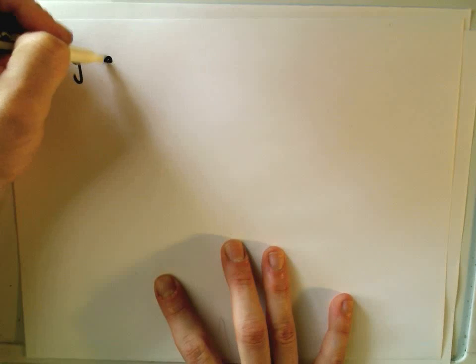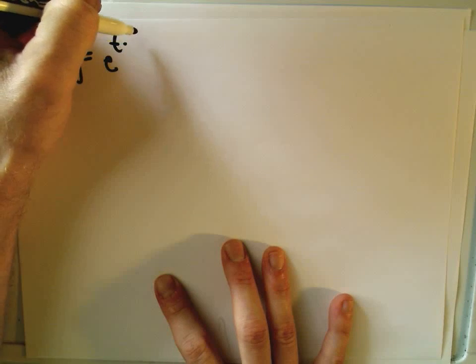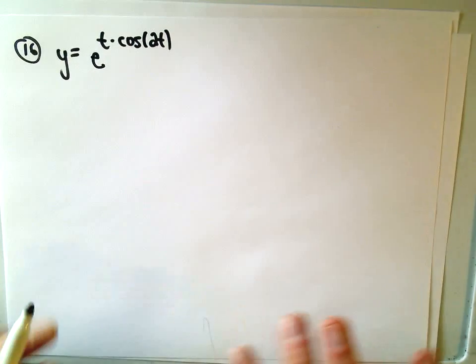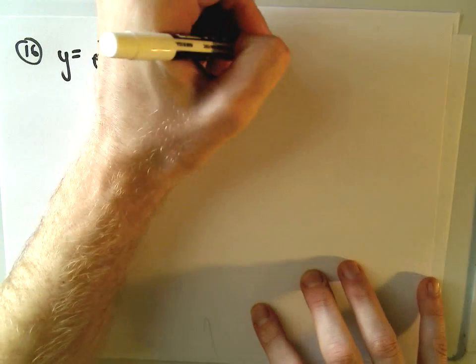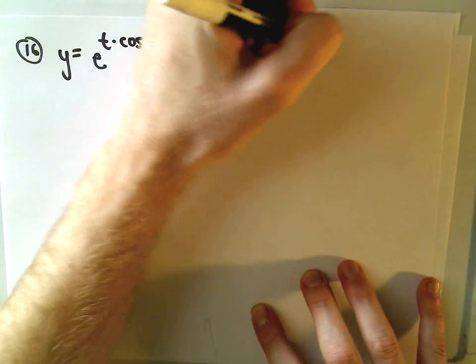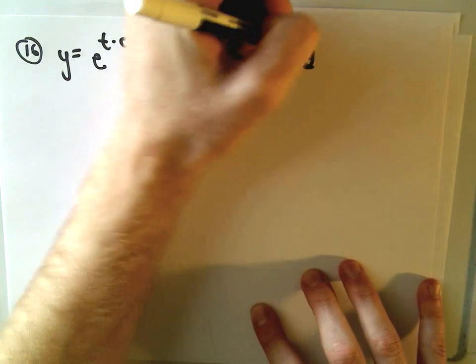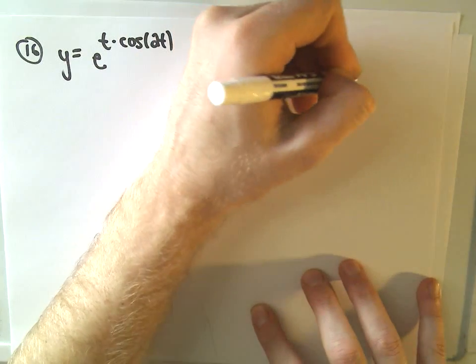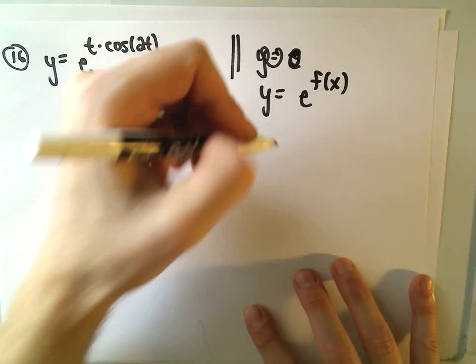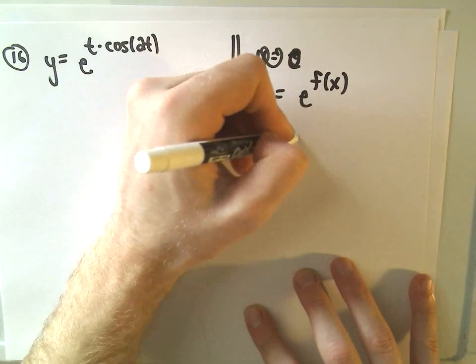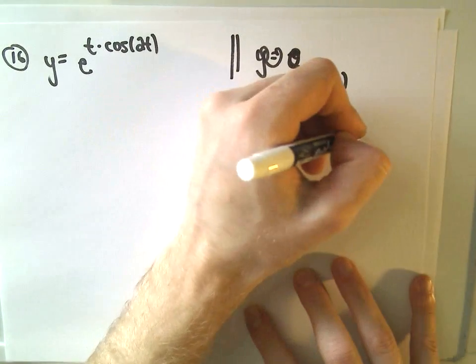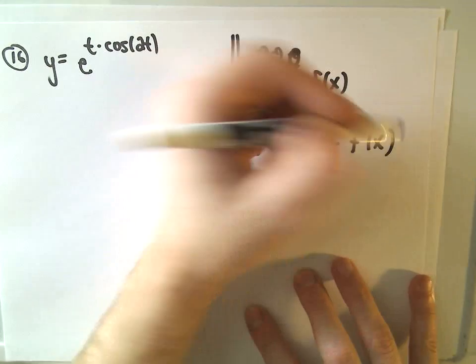We've got y equals e to the t times cosine of 2t. On this one, we're going to have to use the chain rule. And again, kind of the basic formula. It says if you have e to something, some function f of x, it says the derivative of that, it says it just repeats itself. You get e to the f of x. But then by the chain rule, we have to take the derivative of the exponent.